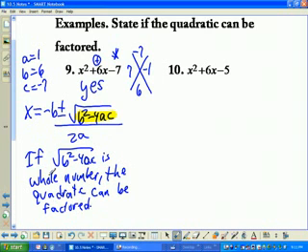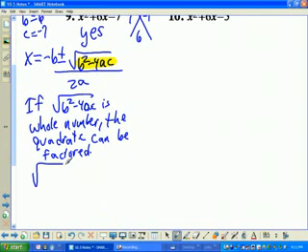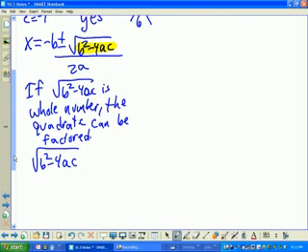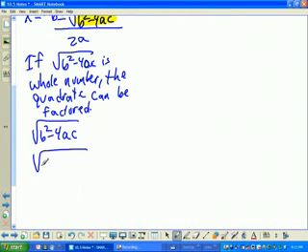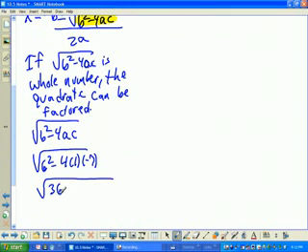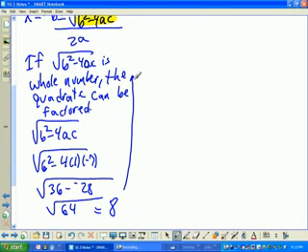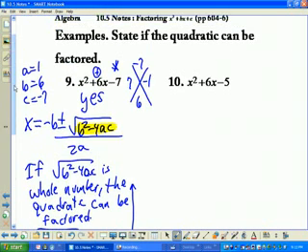Well, let's see if that turns out in this case. So if I'm going to do the square root of b squared minus 4ac, b we said was 6, so it'll be 6 squared minus 4 times 1 times negative 7. So then I'll get 36 minus a negative 28. 36 minus a negative 28 is a positive 64. The square root of 64 is 8. That's a whole number, so I know, yes, it can be factored.